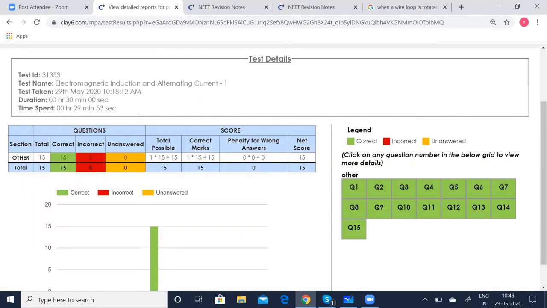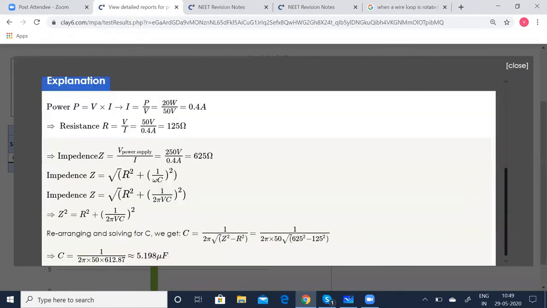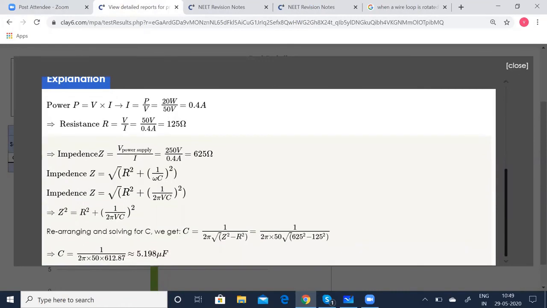If suppose you have gone wrong in some question, what you can do is go to that question. Had it been red color, you can just click that. Say for example, let me take question number 11. That was correct. Had it been a wrong answer, you can quickly look into the correct answer and also the explanation, which is given here. So you can verify your answer.